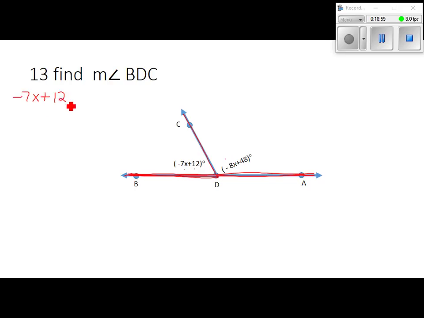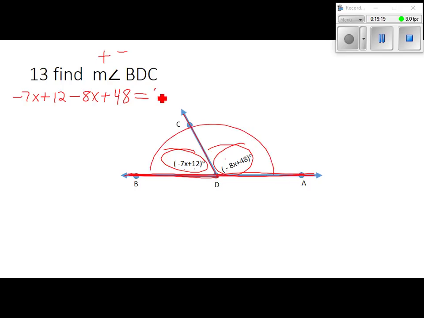So negative 7x plus 12 plus, we could do plus, but since that starts off with a negative, I'm just going to put minus 8x plus 48. Because if you put plus or minus in there, it just confuses things. Those two added together, this plus this should equal the whole thing, which we know is 180 degrees. Collect like terms. Negative 7x and negative 8x give you negative 15x. Then you got a 12 and a 48. That gives you a positive 60 equals 180.